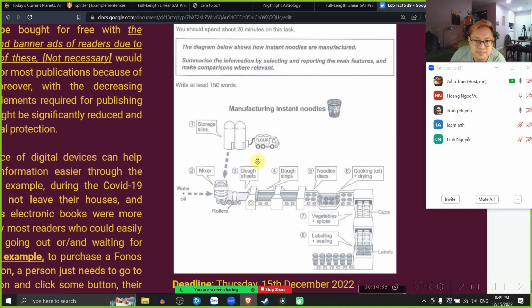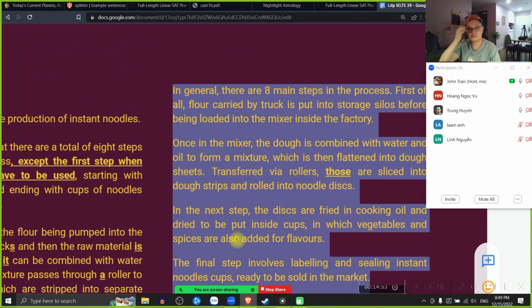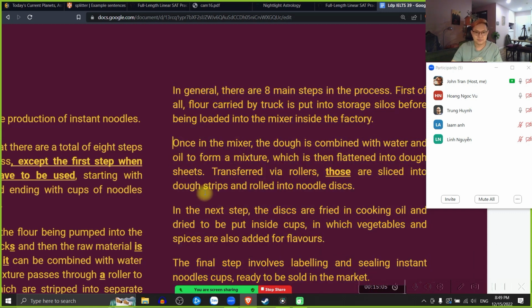Let's look at this one for a moment. Is there anything missing from here that you can include? Okay, you can say that you can mention the fact the first step is not automated.